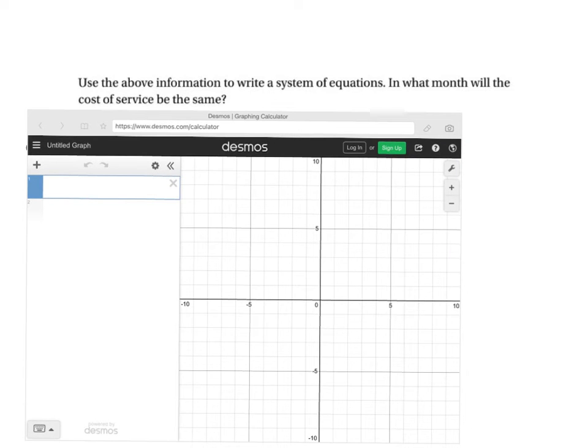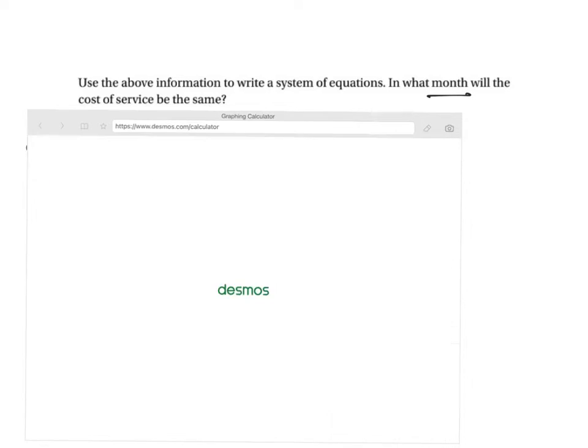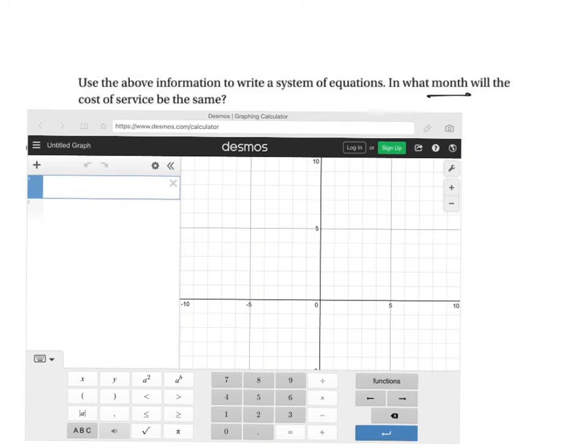All right, now we're going to use these two equations and we're actually going to graph them to see in what month the cost of services will be the same. So here we go. So let's graph these equations. So we have y equals 10x plus, I don't know why my caps lock is on, but it's okay, it should work just fine. There's the first one, and then we have y equals 11x plus 15.